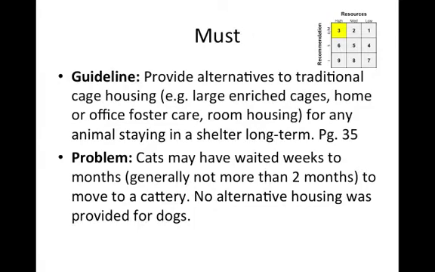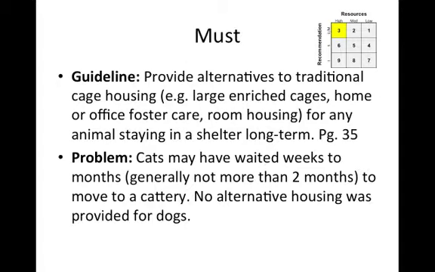This was a little bit more tricky. Provide alternatives to traditional caged housing, large enriched cages, home or office foster care room housing for any animal staying in the shelter long term. And long term is somewhat loosely defined in the document, but it's really about 2 weeks or longer that starts to fall into that long term area.